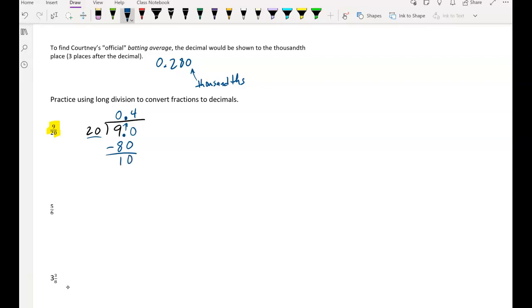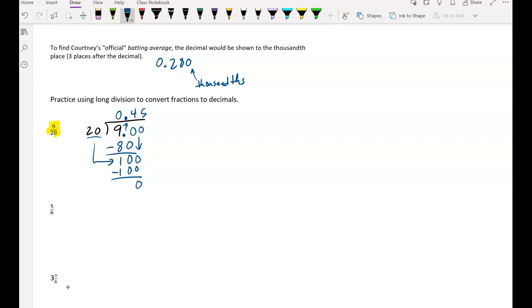We have a remainder, so we have to bring a 0 down. See how I added that 0, then I bring it down. And then now 20 into 100. How many times will 20 go into 100? Well, that's 5 times, folks. 20 times 5 is exactly 100. And so 100 minus 100 is 0. We have no remainder. We are done.